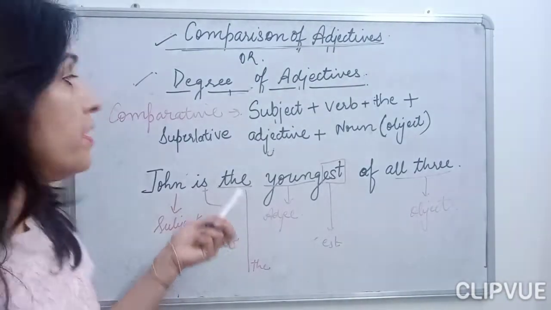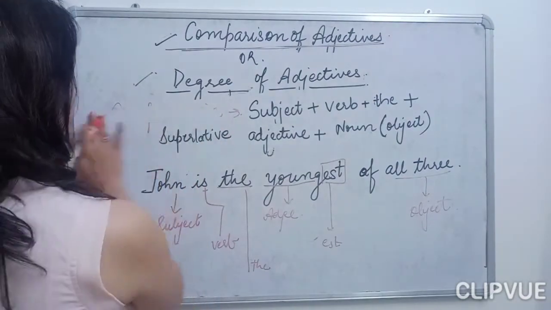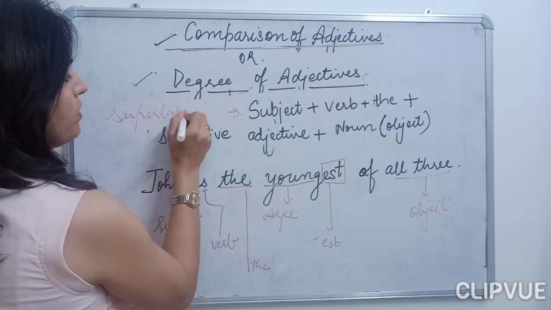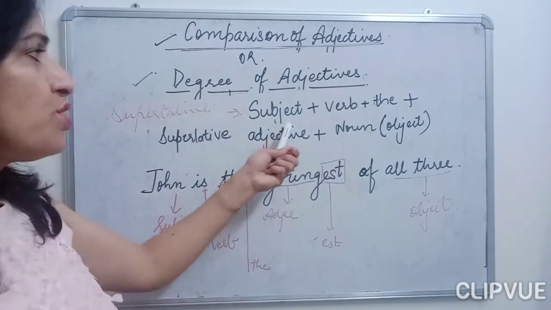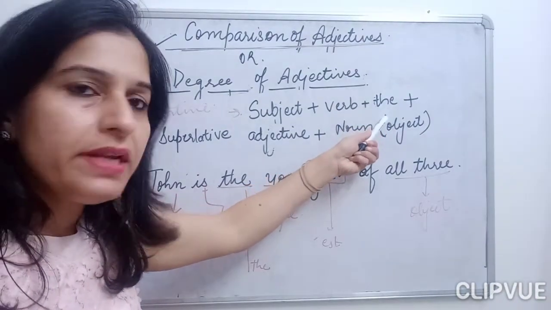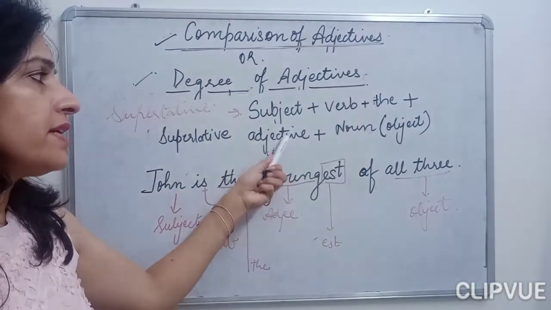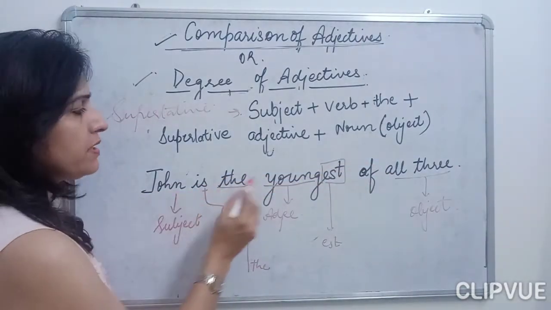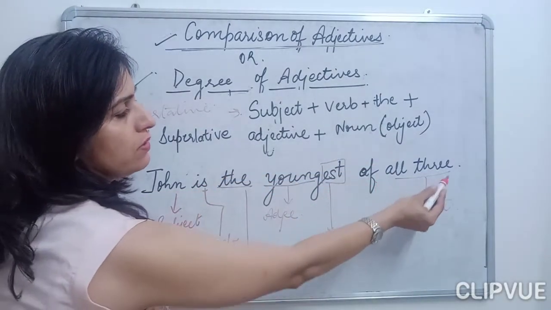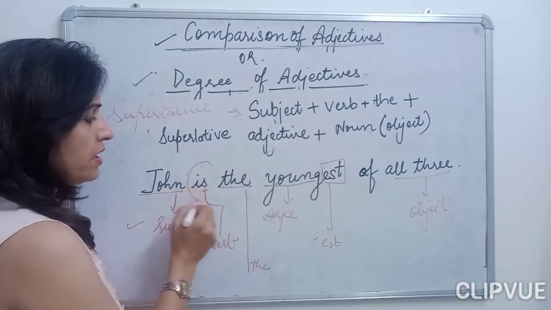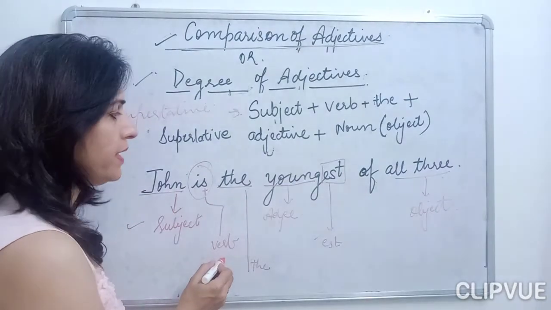Now see this, children. Superlative degree. Now this is my superlative degree rule. Now how does it go, children? Subject plus verb plus the to show the superlative form. Superlative adjective, noun, that is the object. See, John is the youngest of all three. So how does it go, children? John is my subject here. Is मेरा हेल्पिंग वर्ब है यहाँ पर.